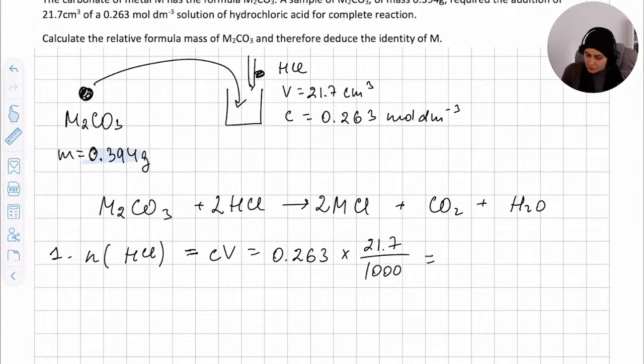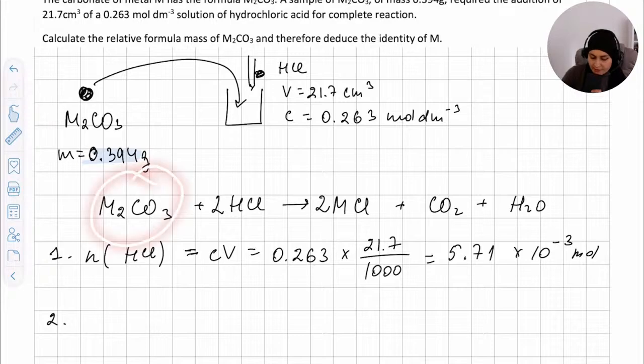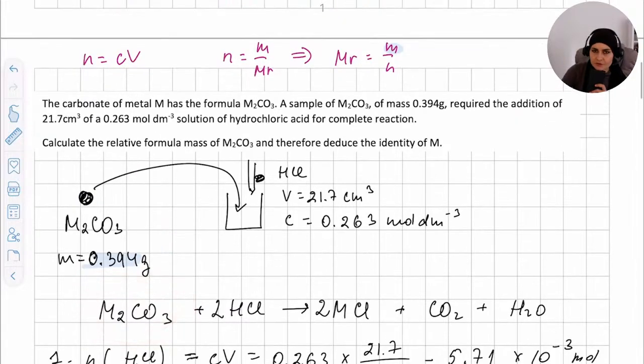Times 0.0217. So that is 5.71 times 10 to the negative 3 moles. That's the moles of HCl. Then I can find the moles of M2CO3. And those moles would be coming from that solid piece, right? So now I will find the moles of M2CO3, that's what I wanted to find in the first place.